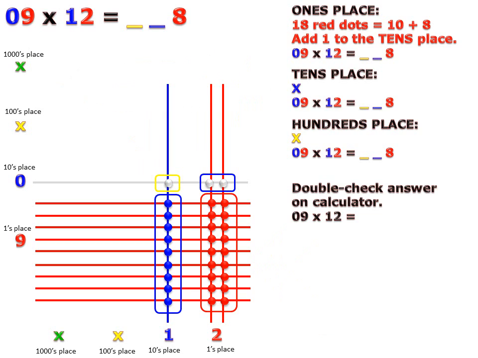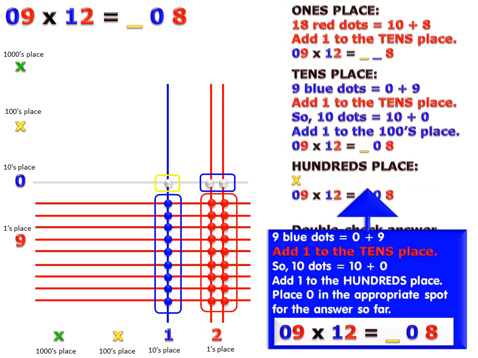It's now time to count up the blue dots. As you see, we have 9 blue dots, which equals 0 in the tens place plus 9 in the ones place. Now, if you remember, we had 18 red dots, so we had to carry over. So we're going to add 1 to the tens place at this point.